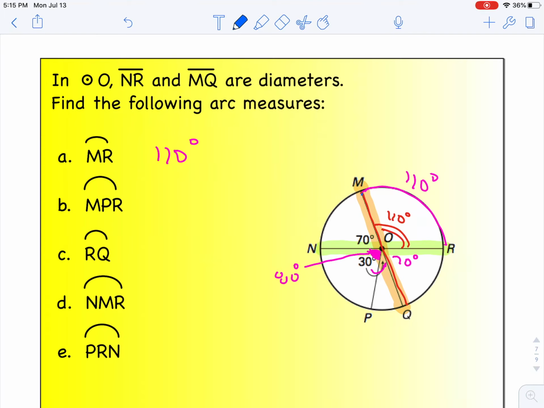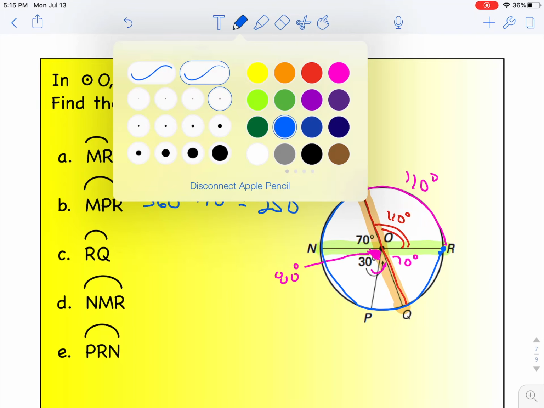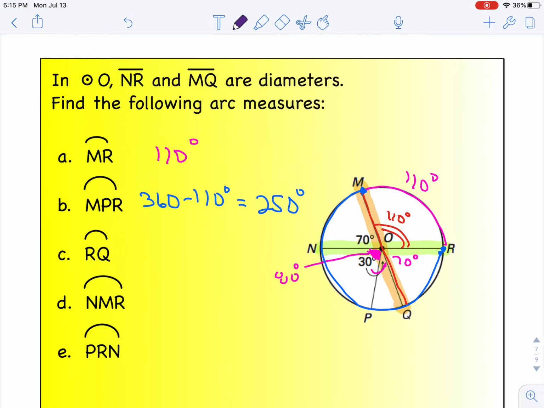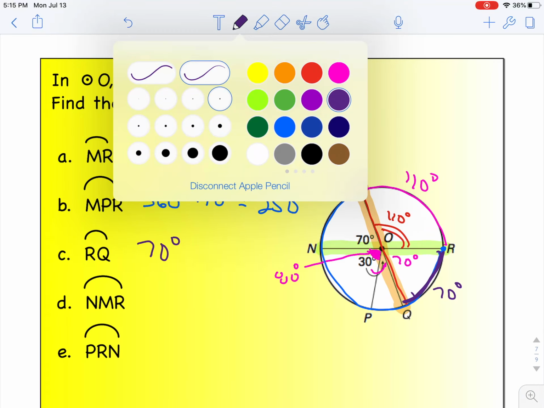So now we want to find arc MPR. It's good to highlight sometimes. You're going from M around through P and then over to R. Notice that is just the major arc with the same endpoints as the minor arc. So all I have to do is take 360 and subtract the 110 reference minor arc, and I get 250 degrees. Okay, so now let's find RQ. Again, I'll reference RQ. So RQ is this arc now. Well, that's the same as its central angle, so that will be 70 degrees.